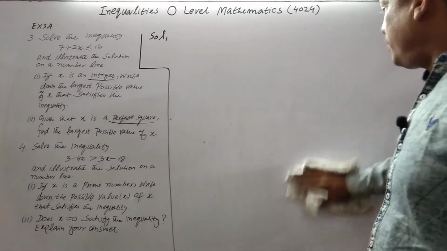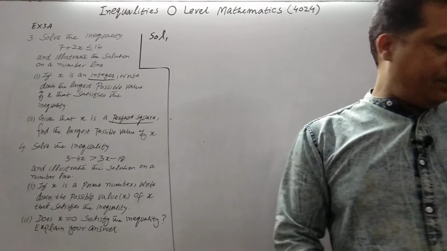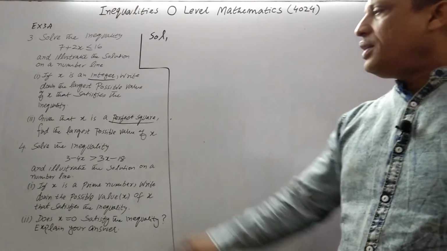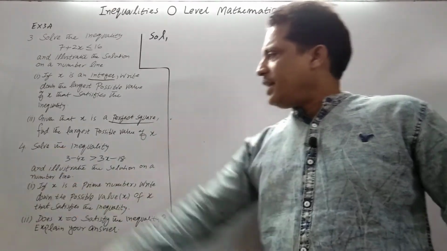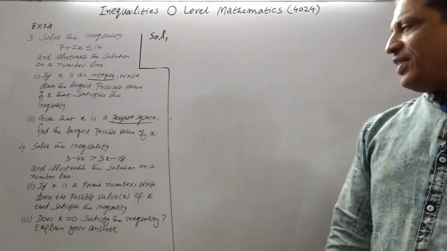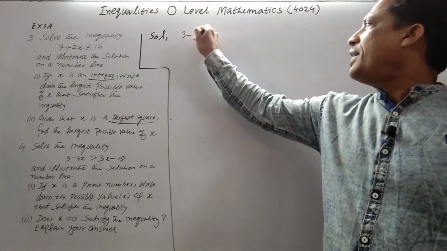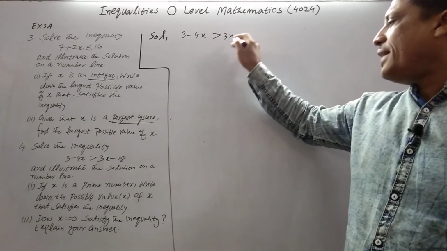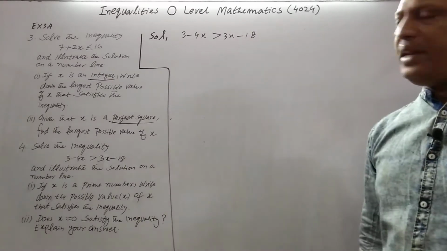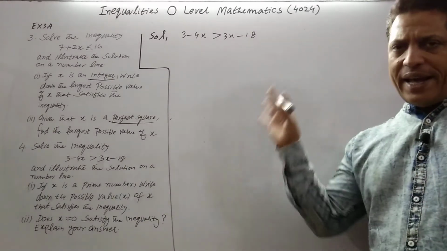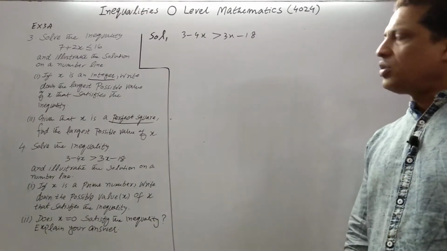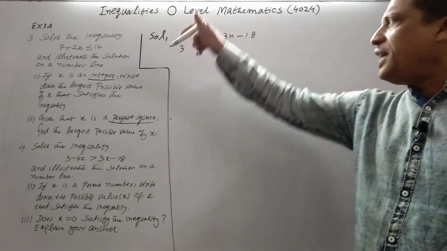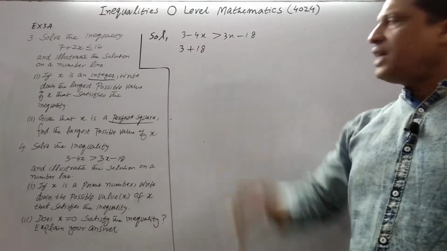What is question number 4? See carefully. This is question number 4. Again the same requirement: solve the inequality. First write 3 minus 4x greater than 3x minus 18. Collect all x on one side and all constants on the other side. This is 3, this is minus 18. Shift it to this side, it becomes 18.